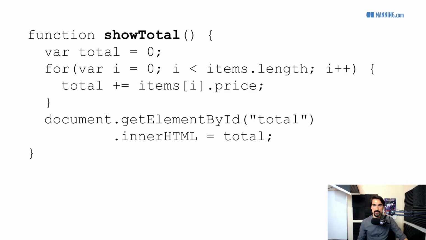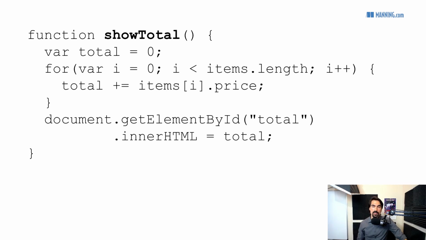So here's a function called showTotal. It initializes total to 0. Then it loops through the items in a for loop. Right, items is some global variable somewhere. And it's going to add the price of each item to the total. And then at the end, it's going to set the inner HTML property of this DOM element to total. So it will show it in the web page.